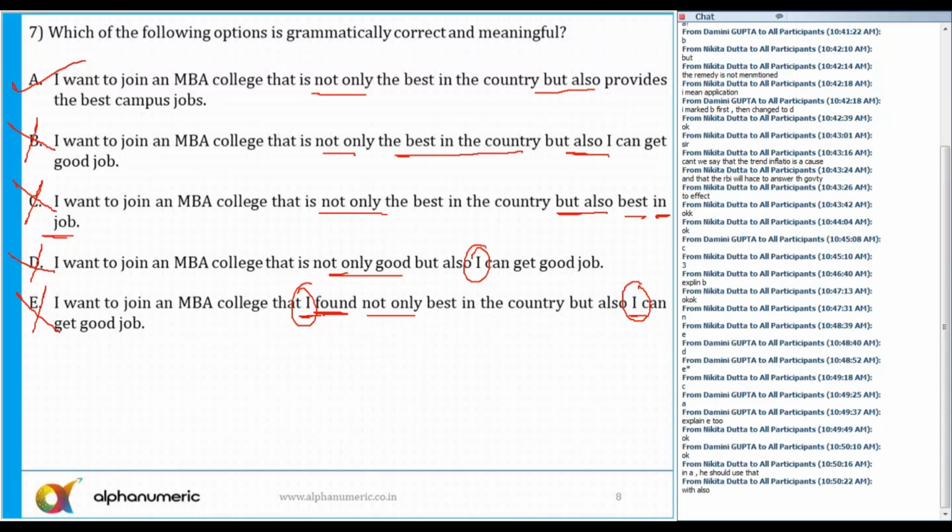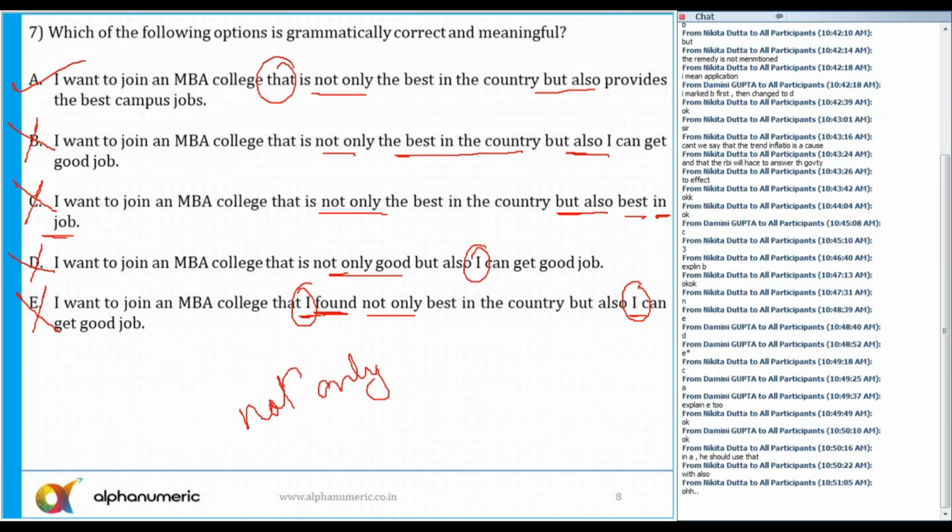In A, he should use that. No, not only the best in the country. The word that is common. That is not only X but also Y. So no, that is not required. Question number seven, answer is A.